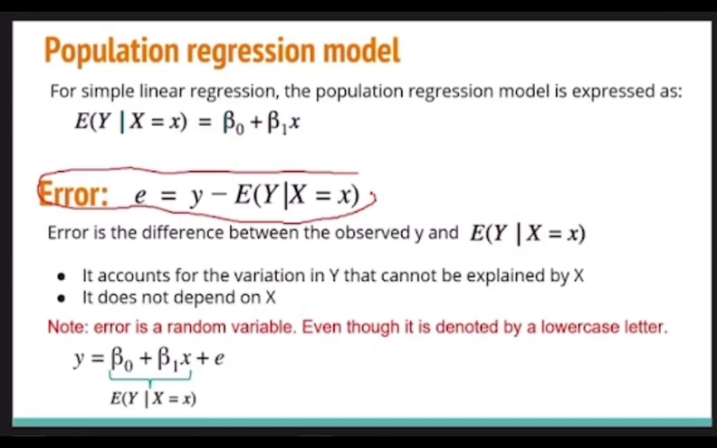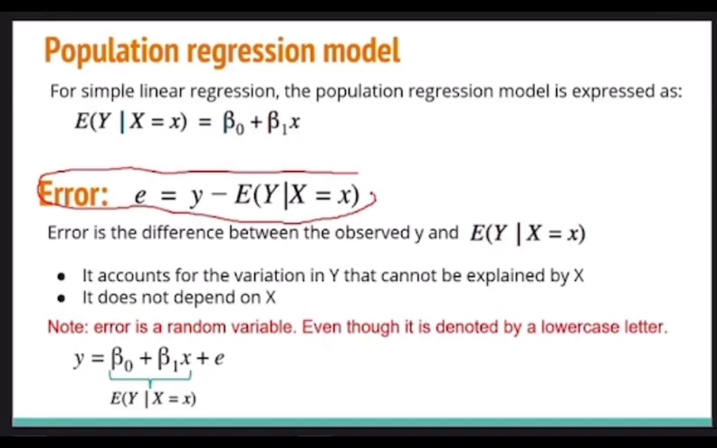Now, if you understand that, what is the significance of error in a model? Take a look at that. It accounts for the variation in Y that cannot be explained by X. We want to use X to explain Y using a model. Because our model is not perfect, X cannot explain everything about Y. There's still going to be something, okay? And that is why we normally call that unexplained variation.